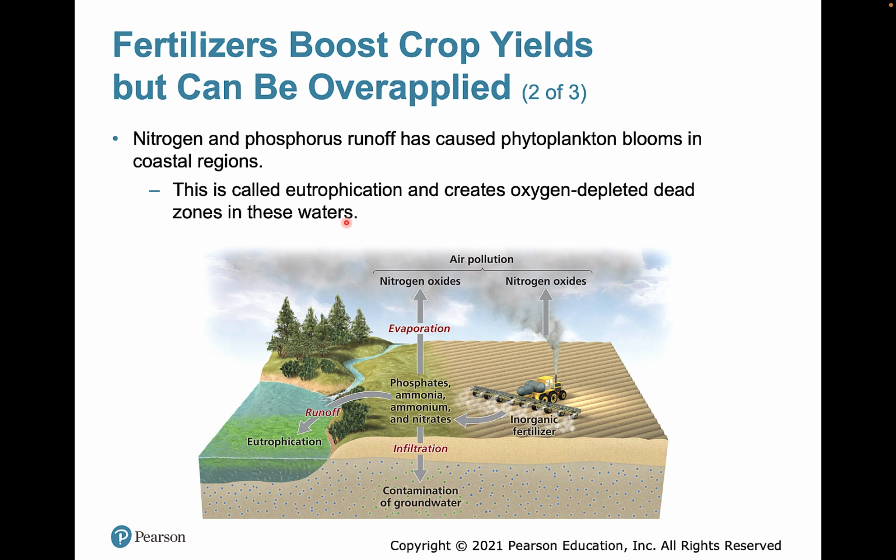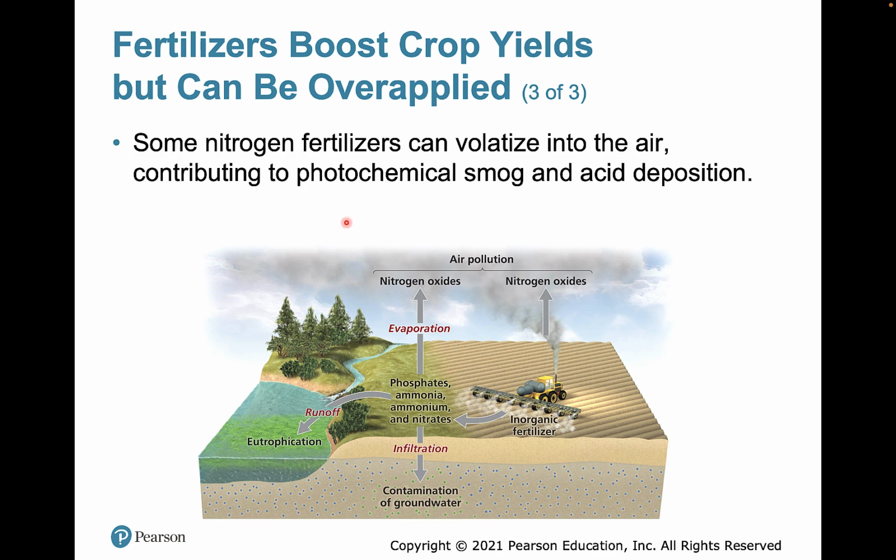So I told you guys then that eutrophication is one of these big ideas. Guess what? It still is a big idea. Some of those nitrogen fertilizers can volatilize into the air. They can turn into gas, which contributes to photochemical smog and acid deposition. And the NOxes coming out of the tailpipes of the fossil fuel running farm equipment can also produce nitrogen oxides.